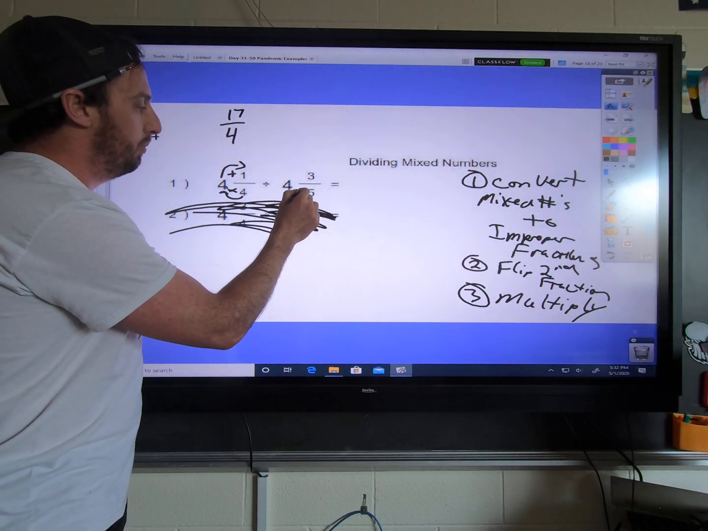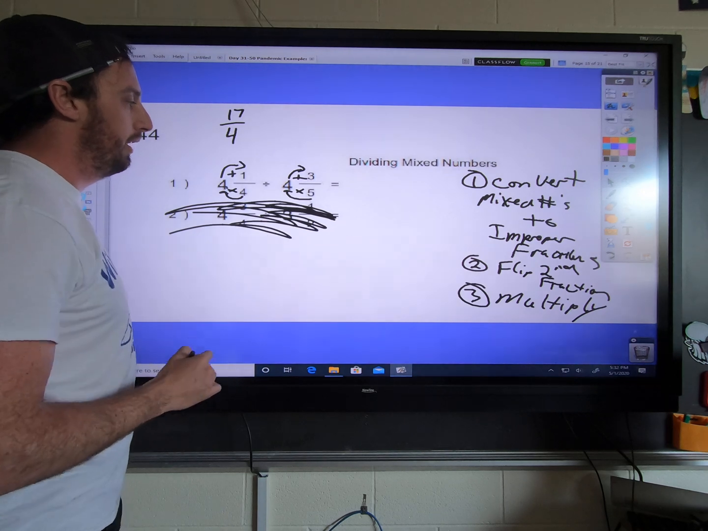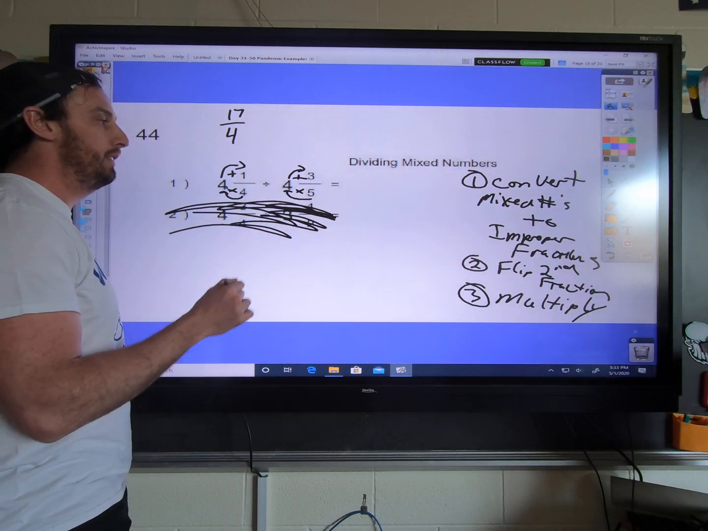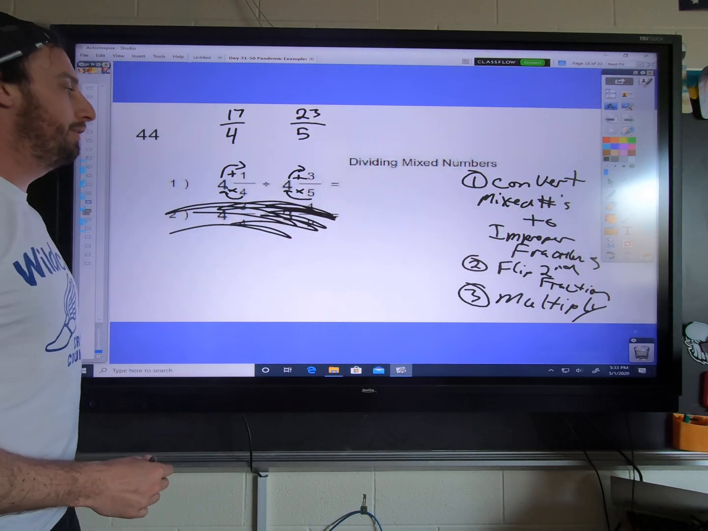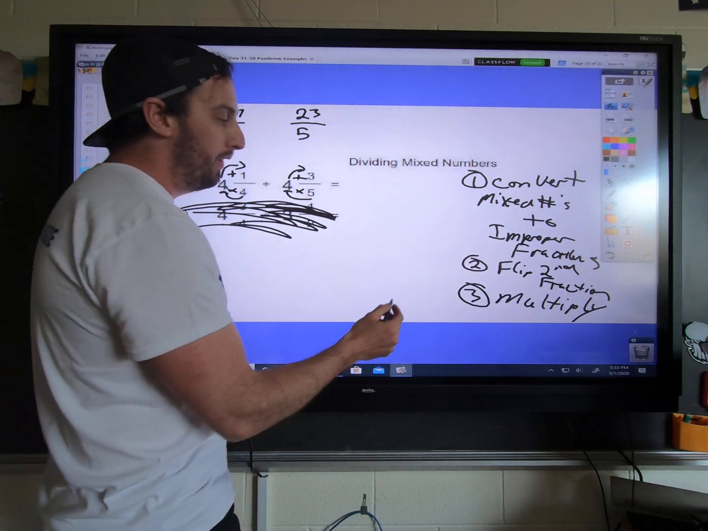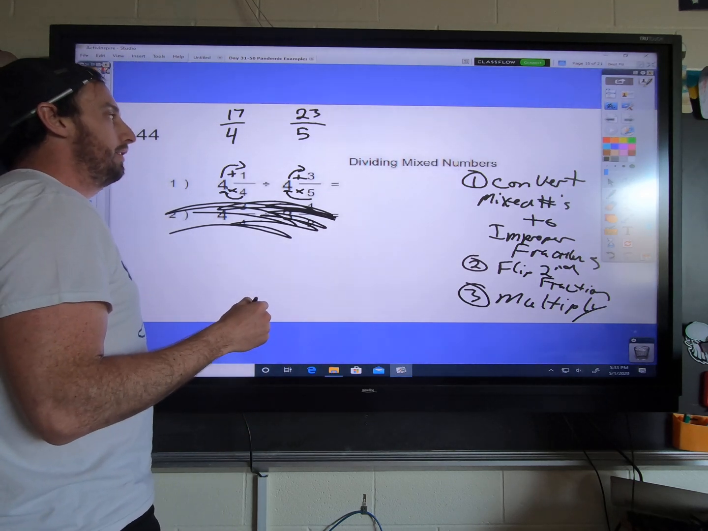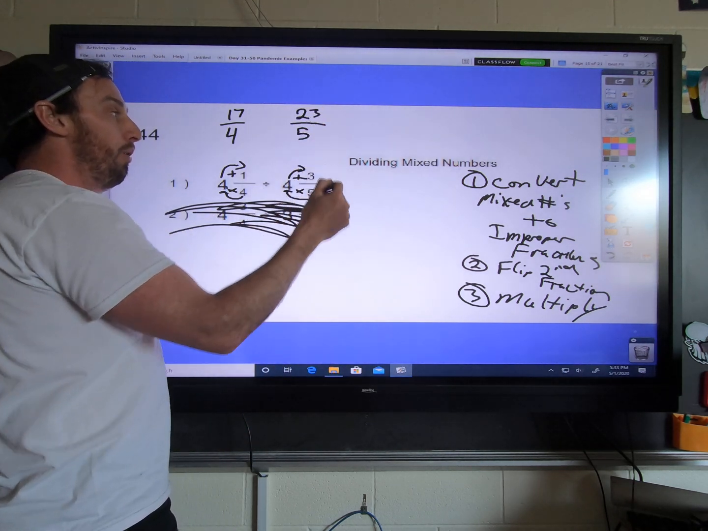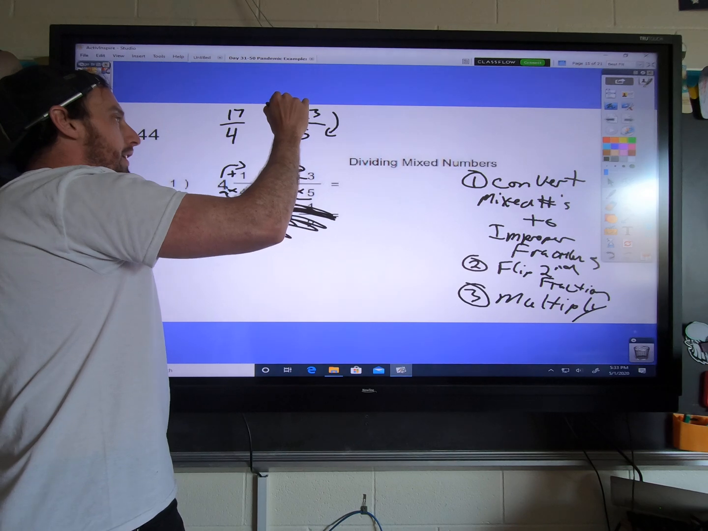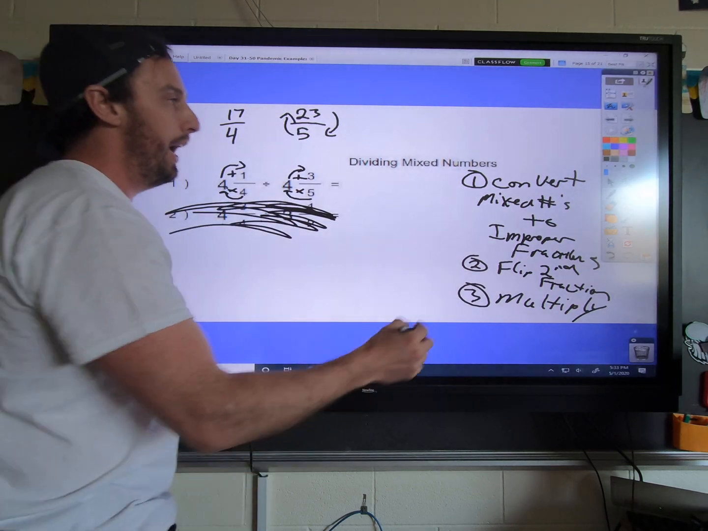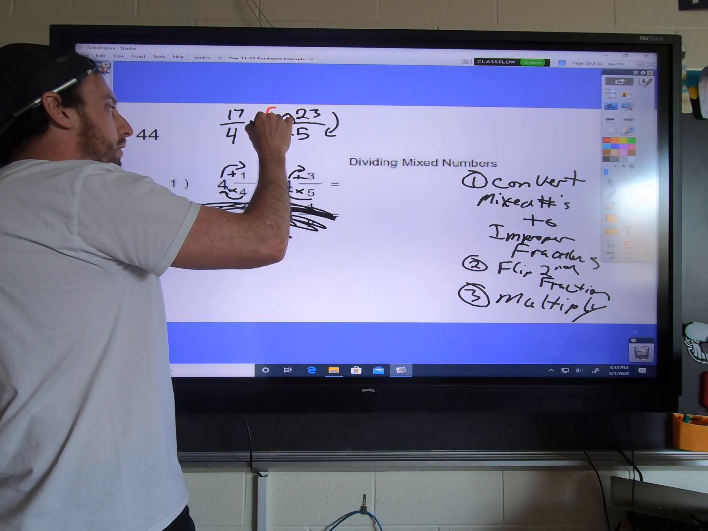Same thing goes with this one. I'm going to multiply the denominator by the whole number, and then the whole number gets added to the numerator. 4 times 5 is 20, plus 3 is 23 over my original denominator of 5. So now I'm on the second step, which is to flip the fraction. So this is getting flipped around. So it's actually 5 over 23. The numerator comes down here, the denominator comes up there. So you're actually multiplying together 5 over 23.